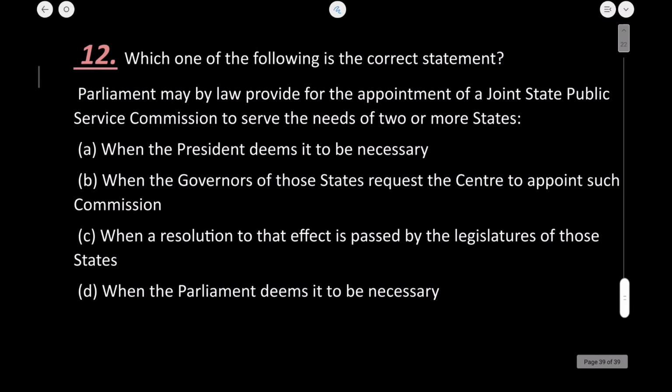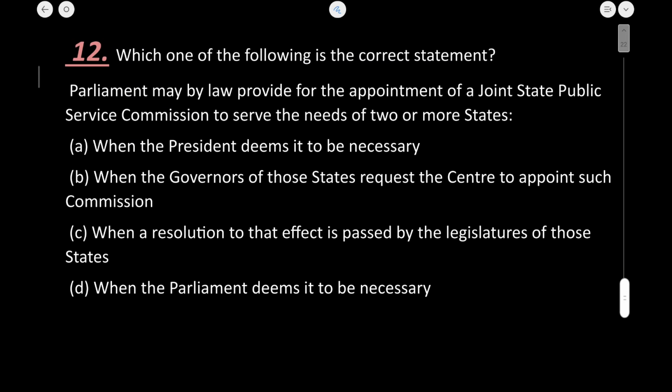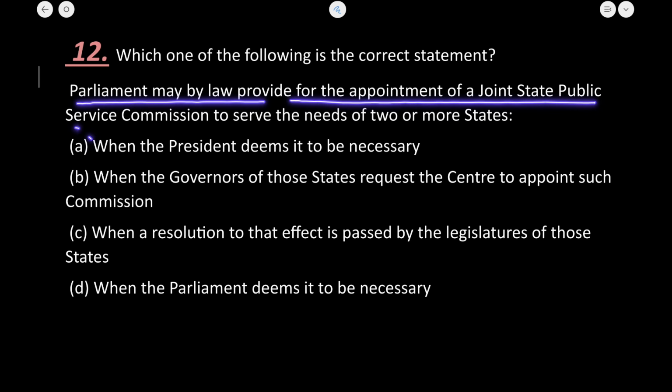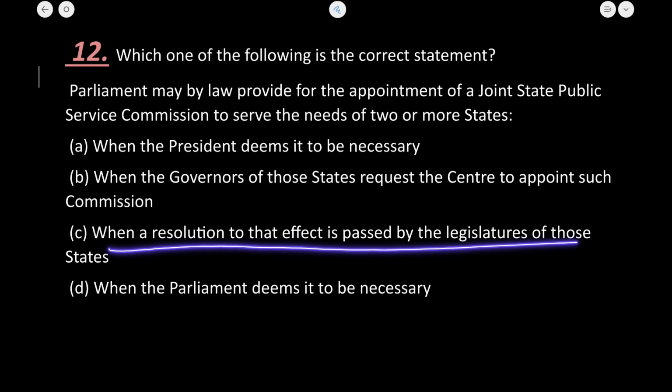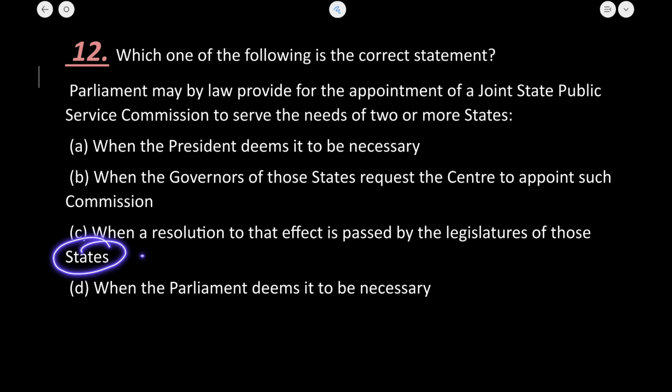Next, and I think the final question is, Parliament may by law provide for appointment of a joint State Public Service Commission to serve the needs of the 2 or more states when the president deems necessary. No, when a resolution is to be passed by the state legislature of those states. The states that need a joint state service commission, those states need to pass a resolution. So C is the correct answer.